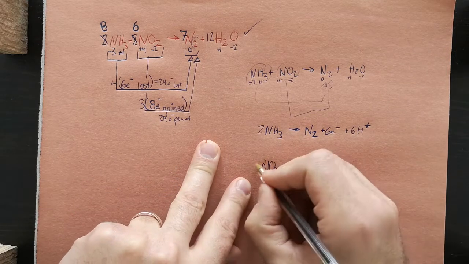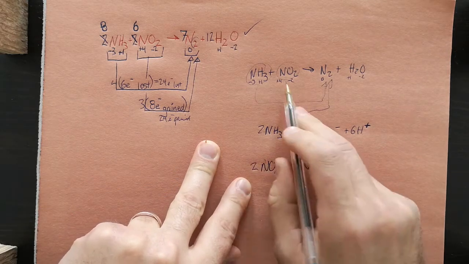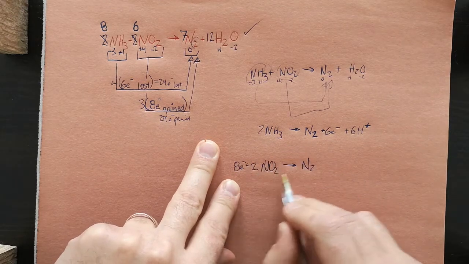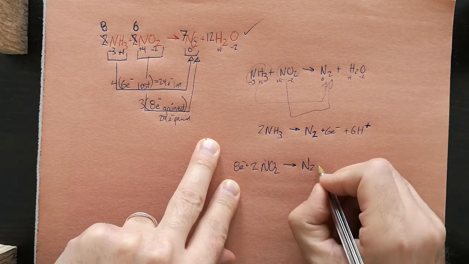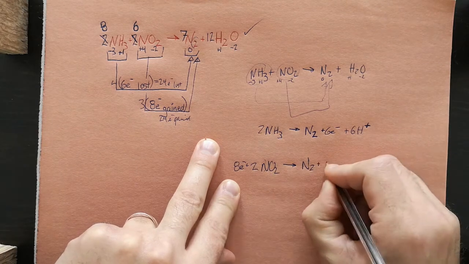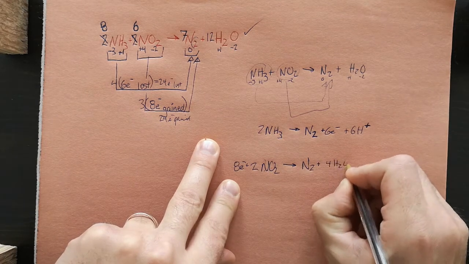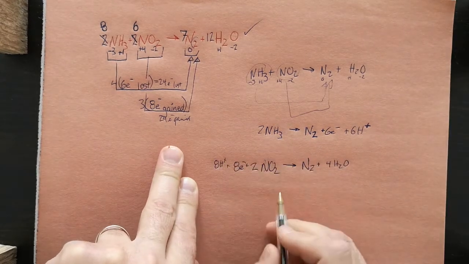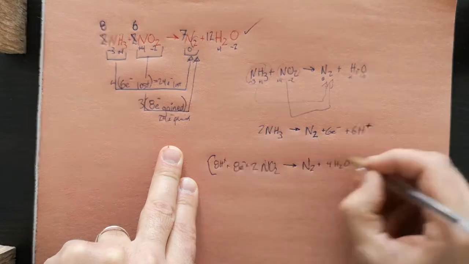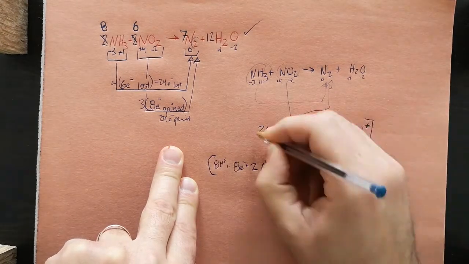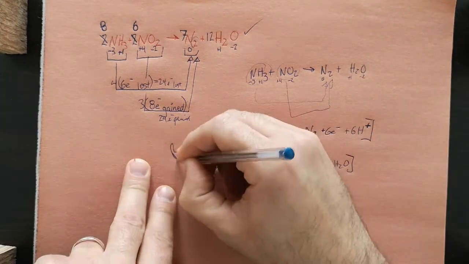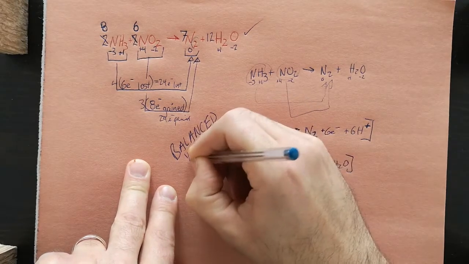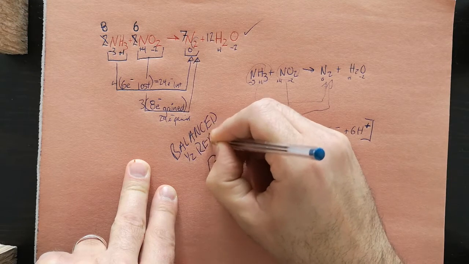With NO2 and N2, again, this has to happen twice. We actually need 8 electrons to combine with these 2 NO2s to form an N2. We've got 4 oxygens. This is 4 H2Os, 8 H+. So for balancing under acidic conditions, this is how it would work. These are balanced half reactions.